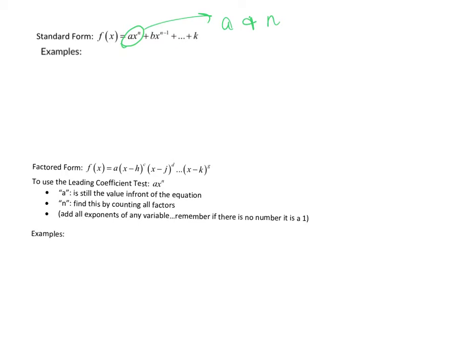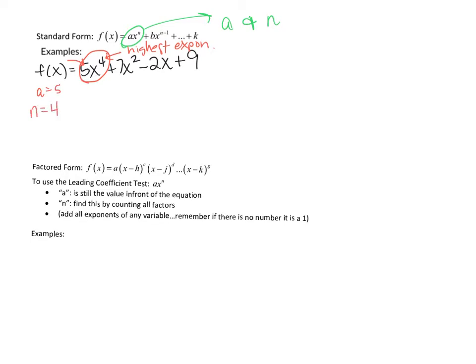Let's say that we had the example f of x is 5x to the fourth plus 7x squared minus 2x plus 9, and we wanted to describe this polynomial. The first thing I'm going to do is look at the leading coefficient, and it's leading because the 4 is the highest exponent. Then I'm going to grab the 5 because it's the number in front. So my a is 5 here, and my n is 4.